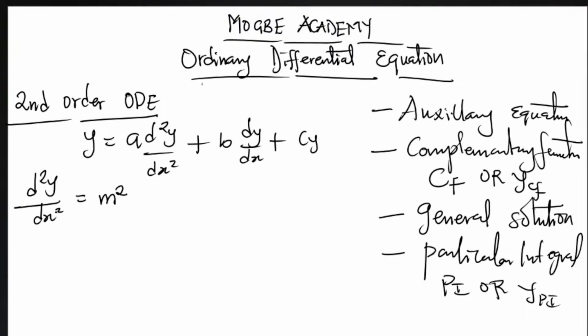M square. We also assume that dy over dx can be represented as M. So we have dy over dx, and dy over dx can be represented as M. That is, it is equal to M.